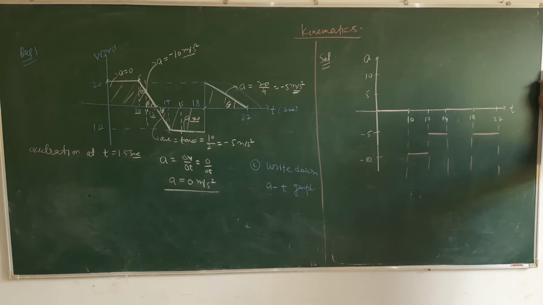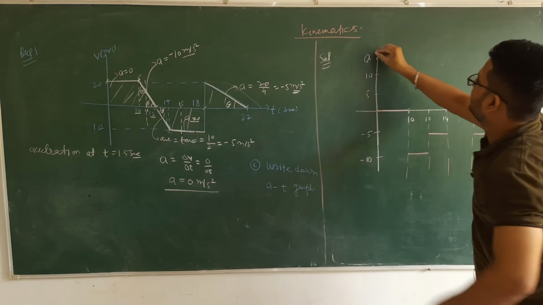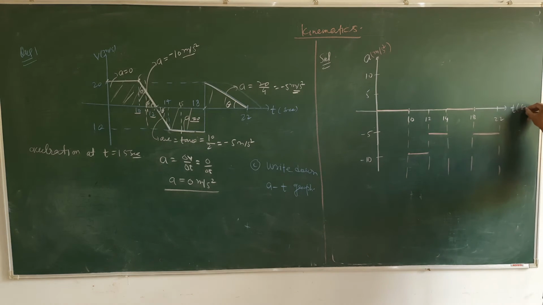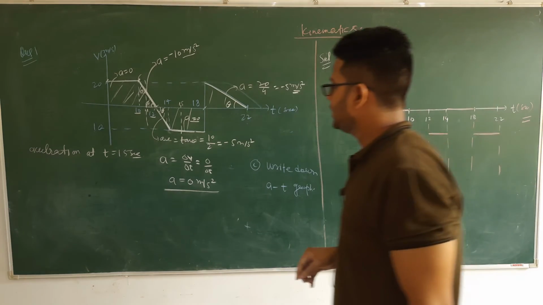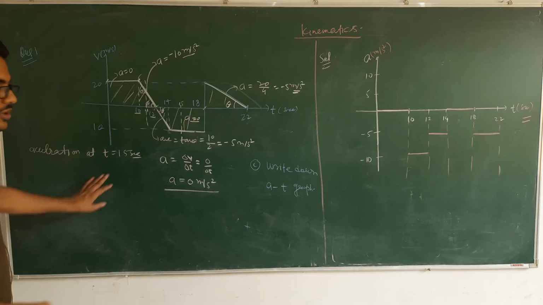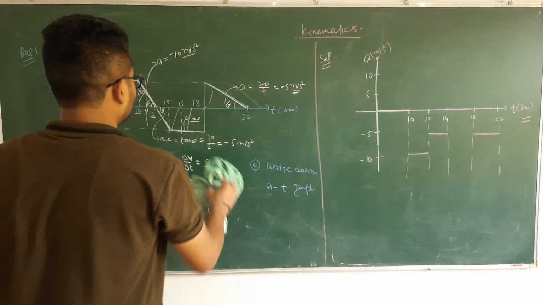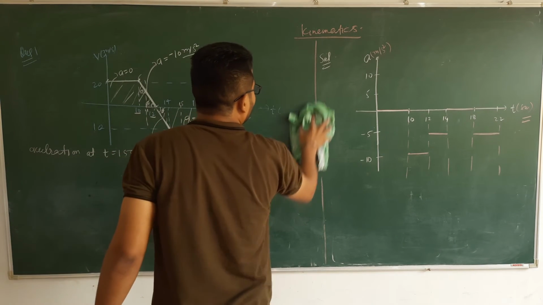This way we can write the acceleration versus time graph, and this way we can calculate it. Take another example on it and draw the AT graph.